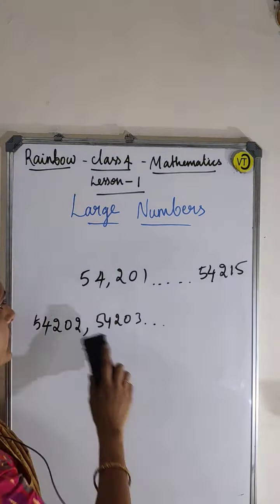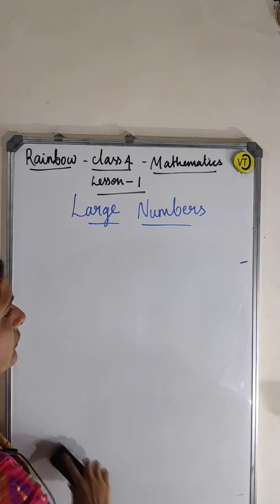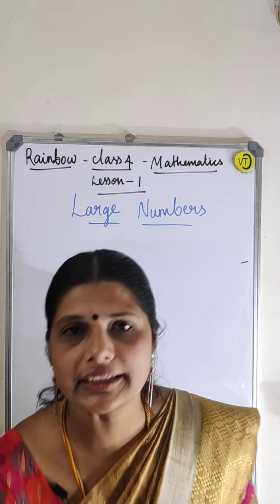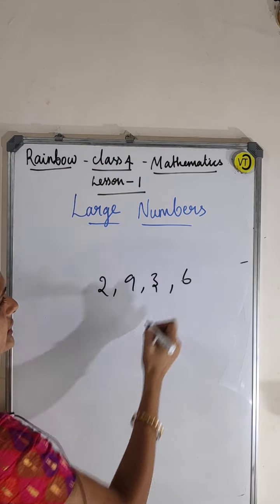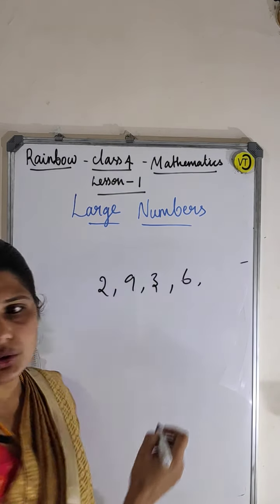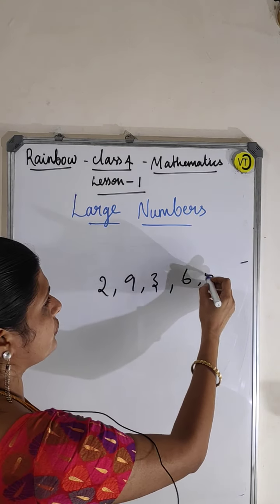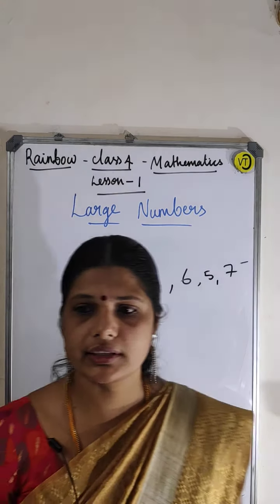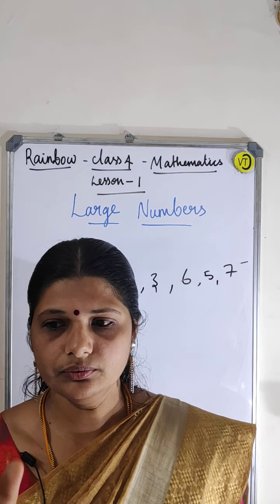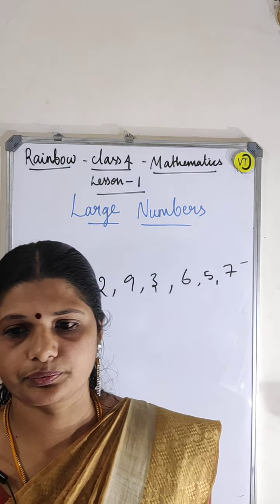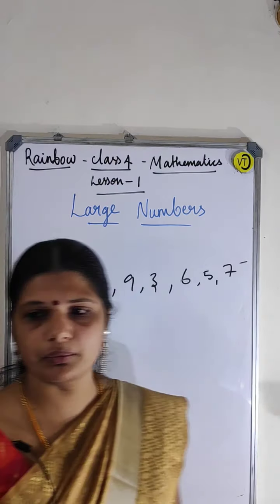So next one is by using some of the digits. See now, 2, 9, 3, 6, 5 and 7. It is there. You have to write at least 5-digit numbers.